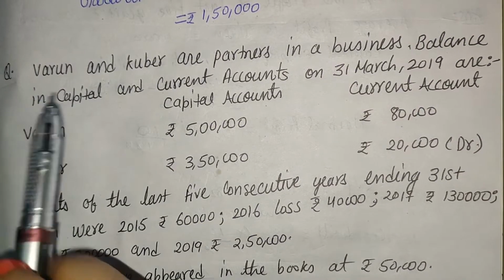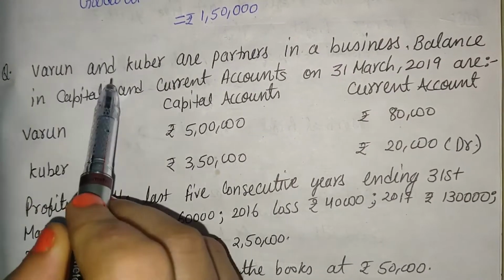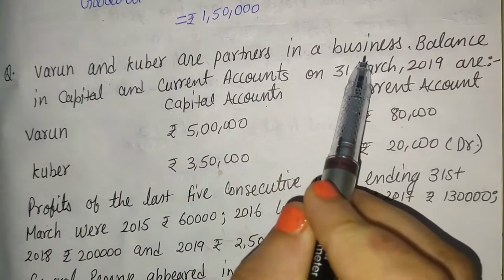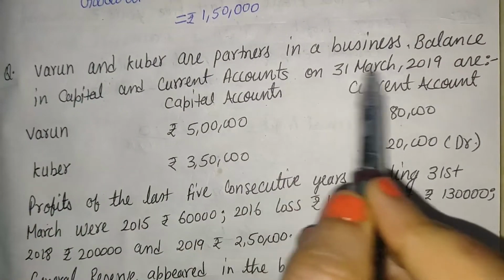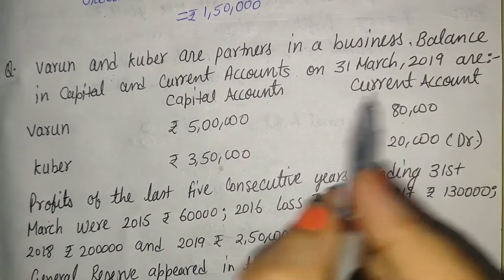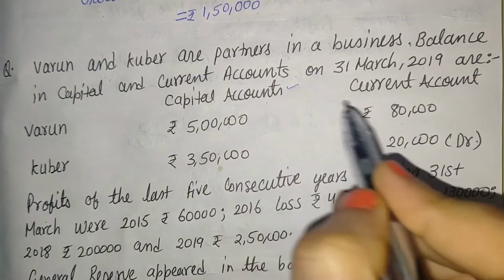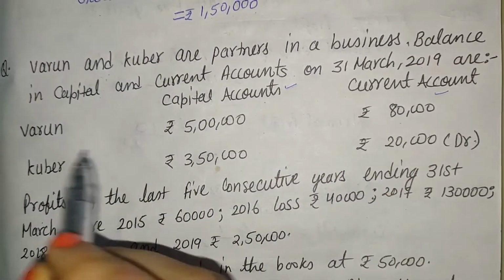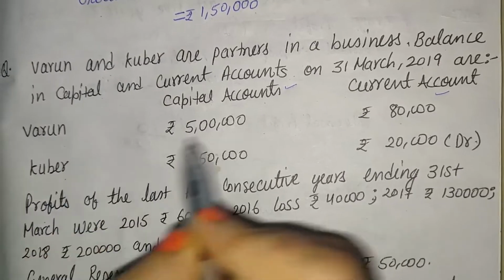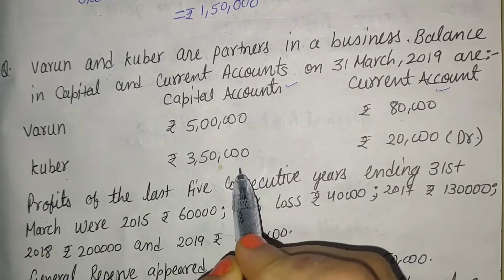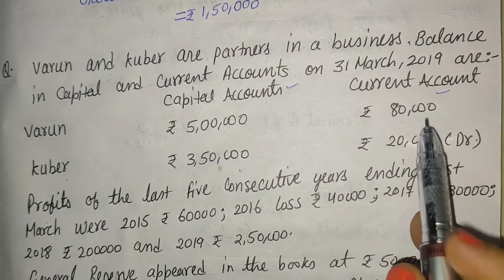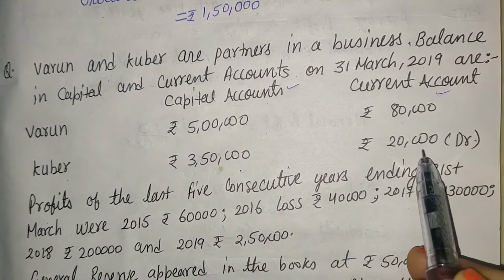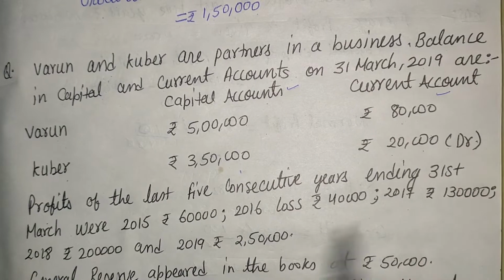Let's take another example, that is, Varun and Kuber are partners in a business. Balances in capital and current accounts on 31st March 2019 are given. The capital accounts of Varun and Kuber are 5 lakh rupees and 3,50,000 rupees. The current accounts of Varun and Kuber are also given, that is 80,000 and 20,000, which are debit balances.